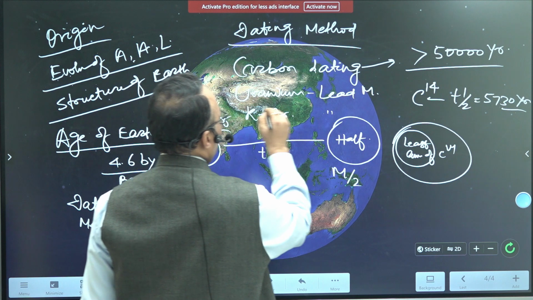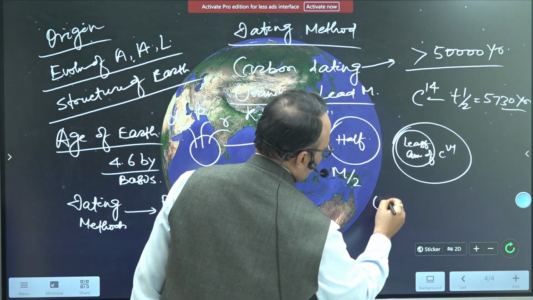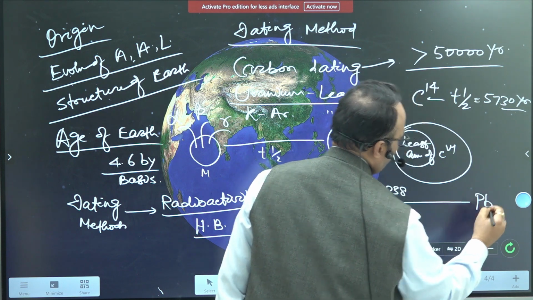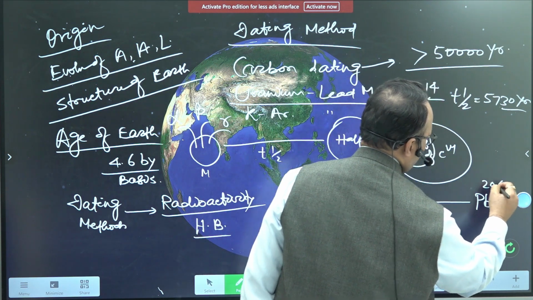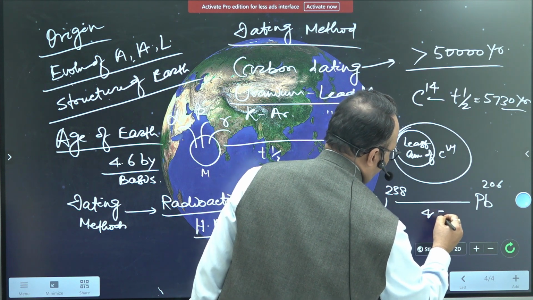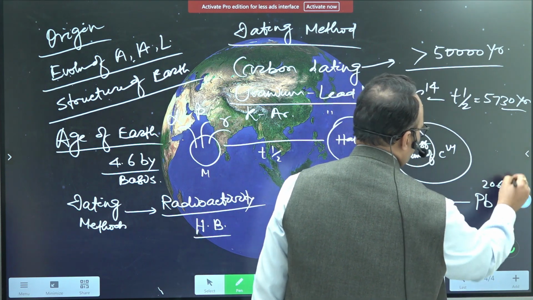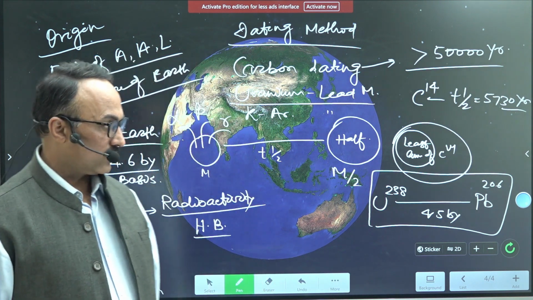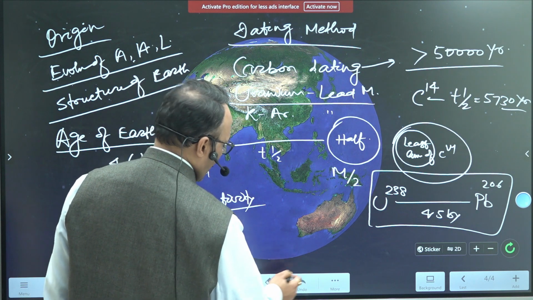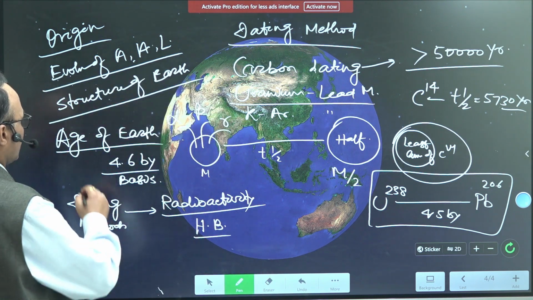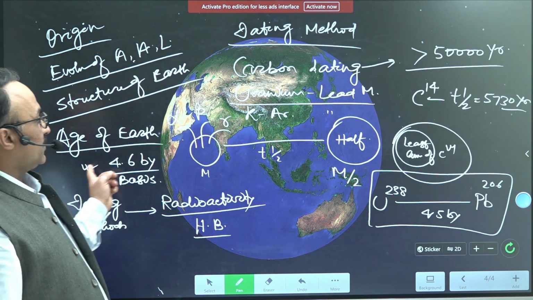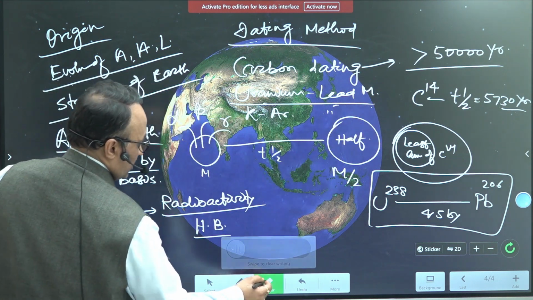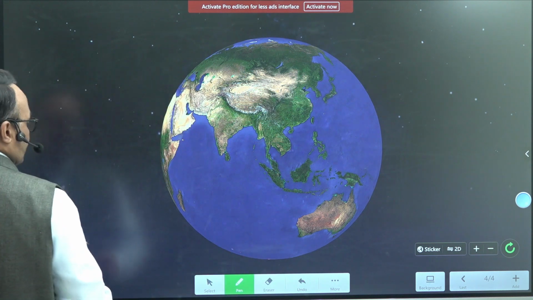But in the uranium lead method, uranium 238 is getting converted to lead 206 in almost 4.5 billion years. So this method becomes widely helpful in dating most of the rocks, the igneous rocks of the earth. So our understanding of this 4.6 billion year age is based upon the uranium lead method. Now you have also understood the age aspect.